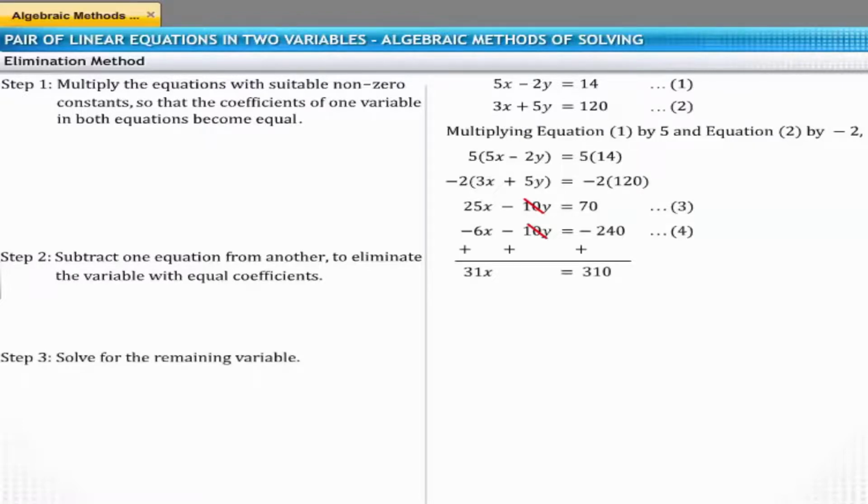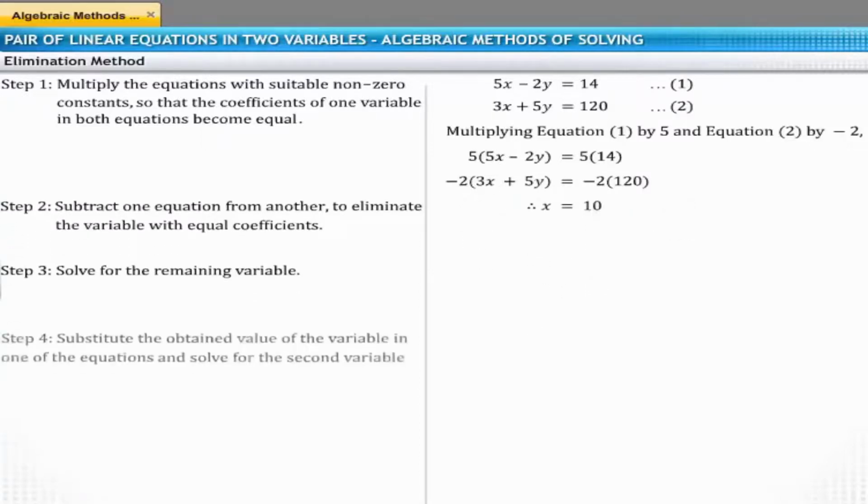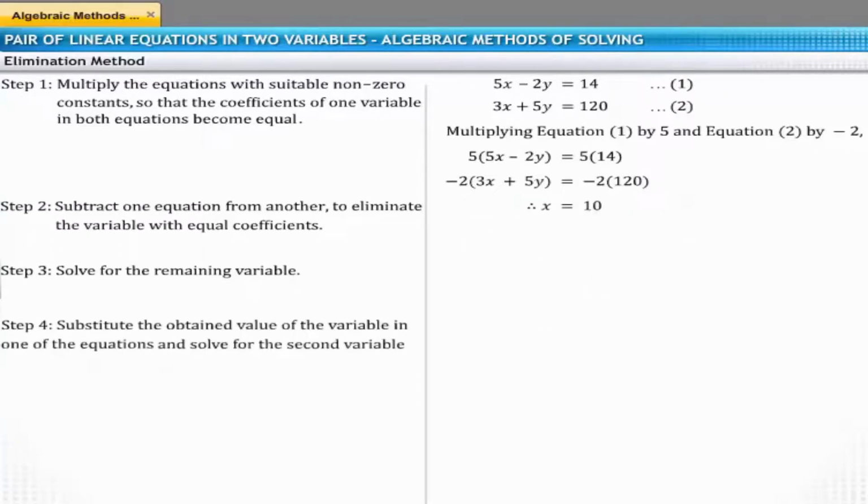Now we solve the equation to get the value of the remaining variable, that is, x. Solving, we get x is equal to 10. The next step is to substitute the obtained value of the variable in one of the equations and solve for the second variable y.